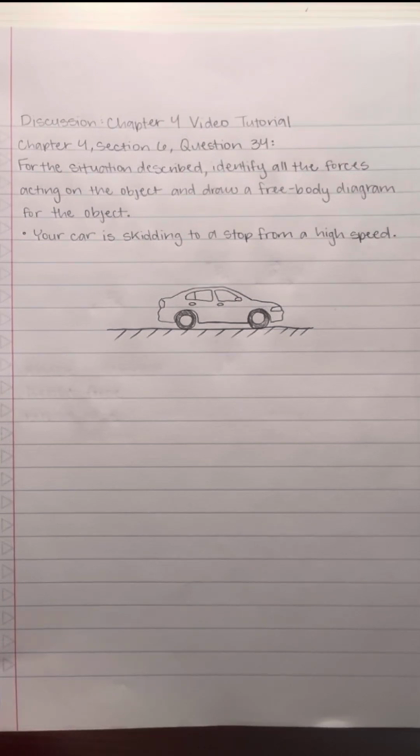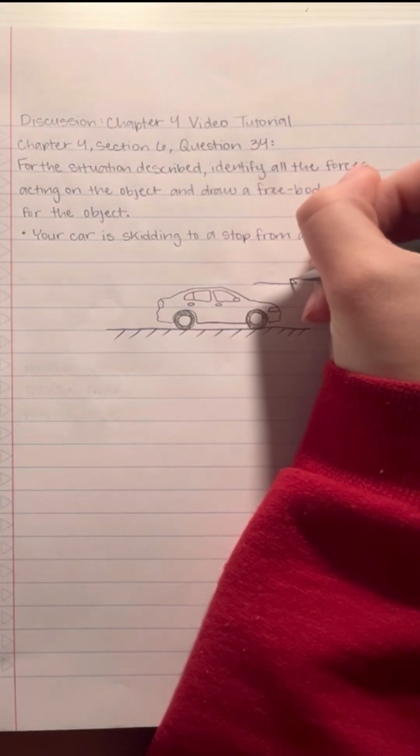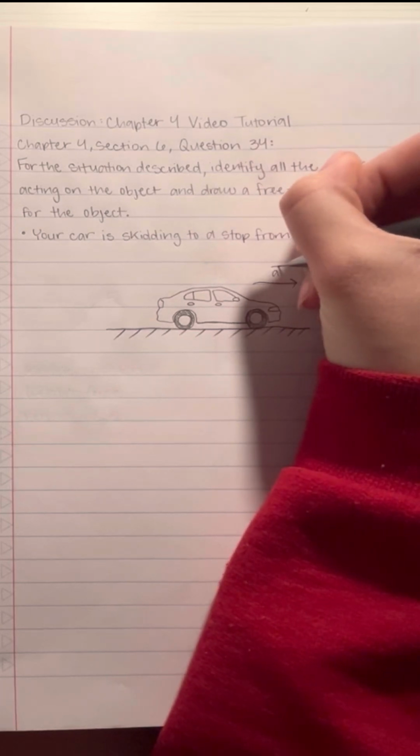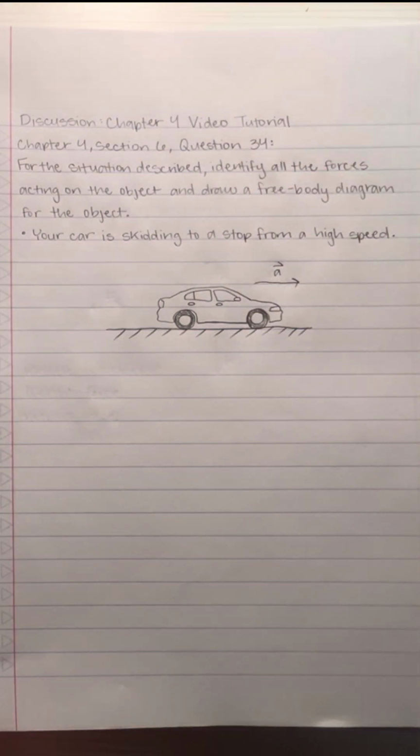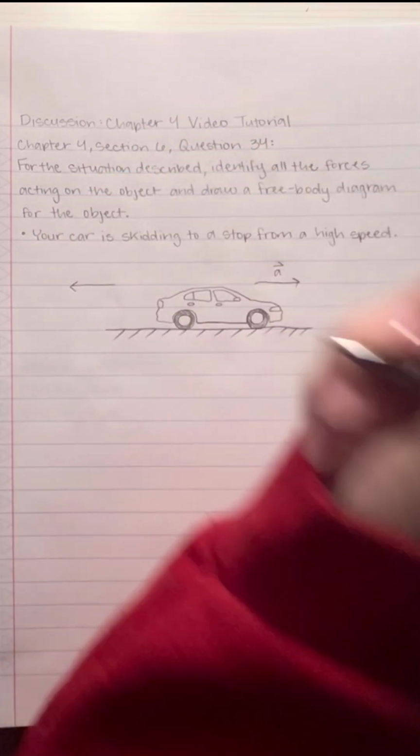First, we need to identify all the forces acting on the car, causing it to skid to a stop. We know that the car has a certain acceleration moving in the right direction horizontally on the x-axis. Since we know the car is accelerating to the right, there must be a force acting against it to the left in order for the car to skid to a stop.